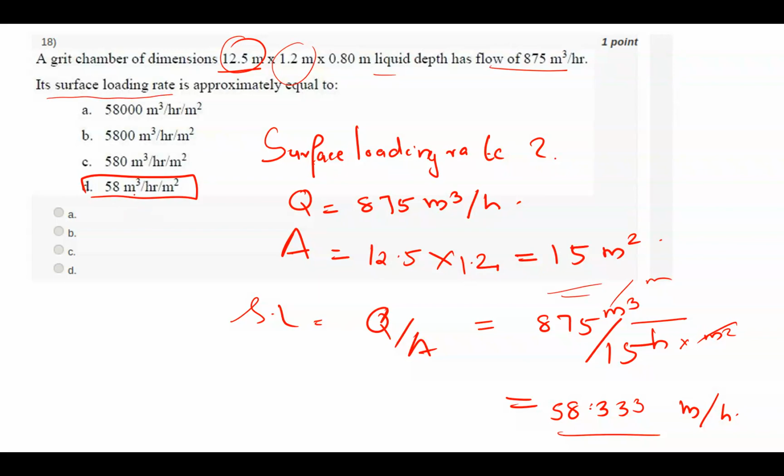So here, see, meter cube per hour, and it is given like meter square. So it is like meter per hour. Got it? Yes. Okay. This is clear.